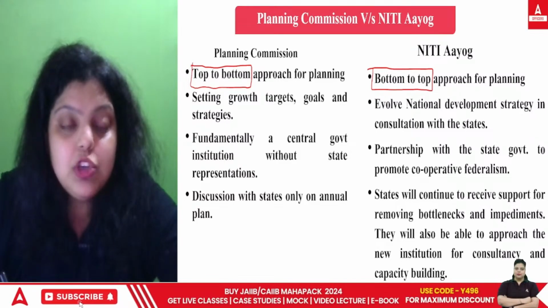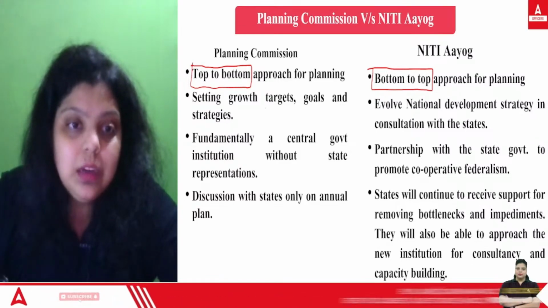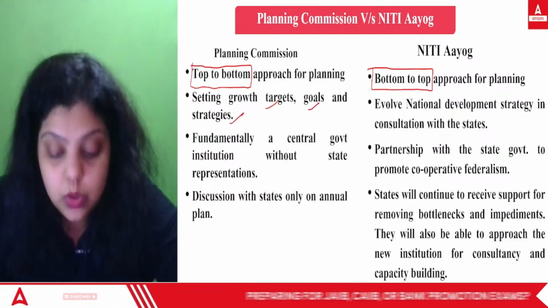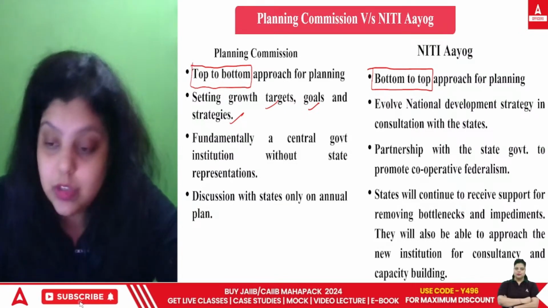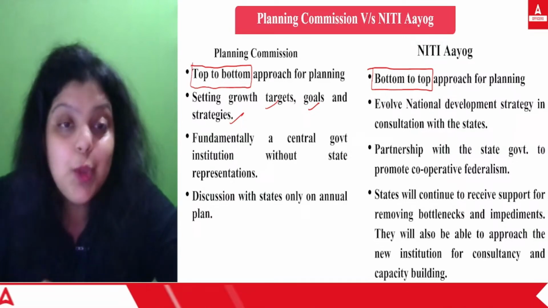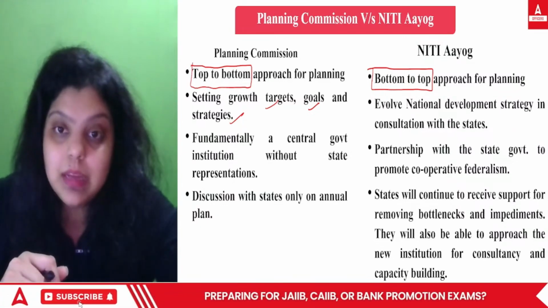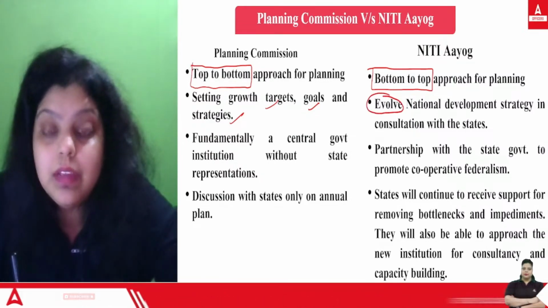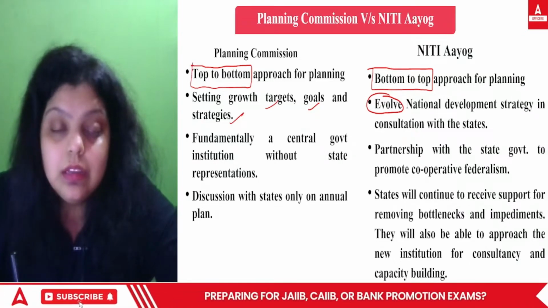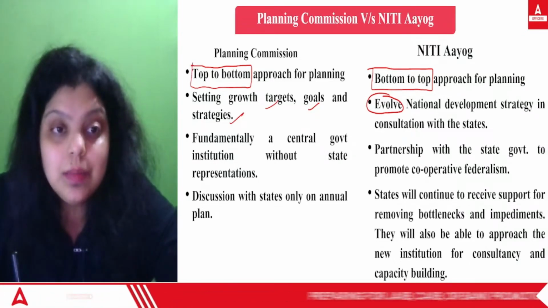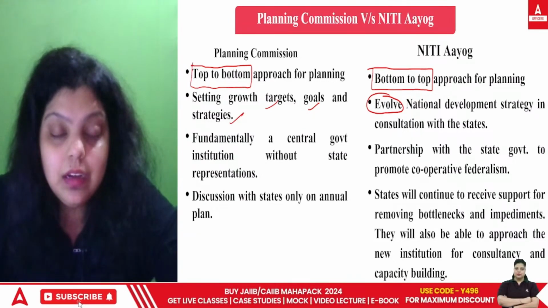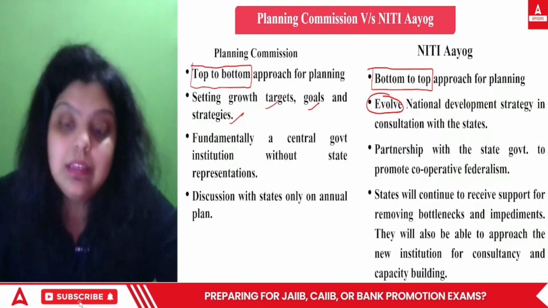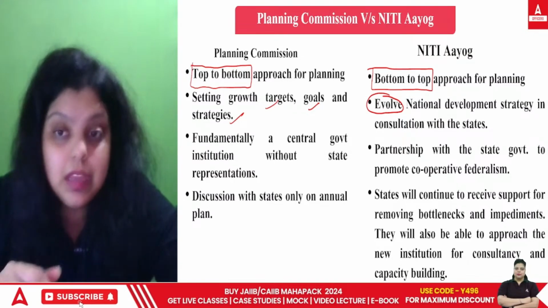Apart from that, in the Planning Commission, the central government just used to set the growth targets, goals and strategies, and all the union territories and states had to just follow or achieve them. You have to achieve this growth target, you have to achieve these goals, you have to follow this strategy. That used to happen in the Planning Commission. But in Niti Aayog, the states and union territories are involved. The national development strategy is consulted with the states and union territories, so all of them participate in the strategy making and decision making process.